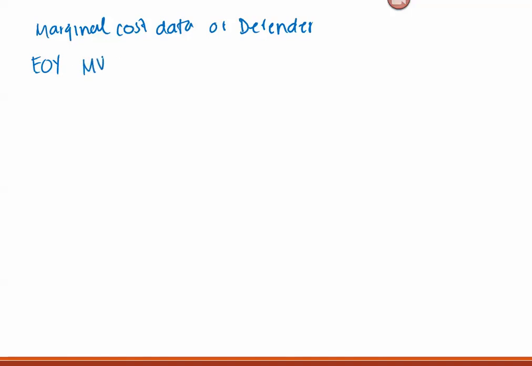Okay, so to calculate the marginal cost data of the Defender, let's do the same table. It says end of year market value, loss in market value, cost of capital, which is 10%, annual expenses, which is E sub K, and my TC.